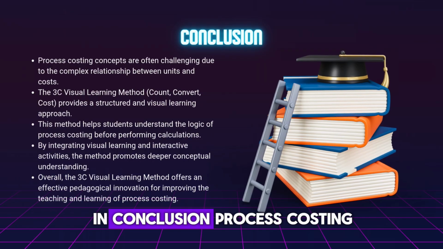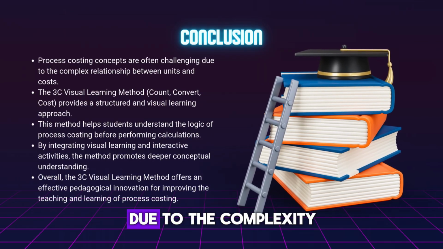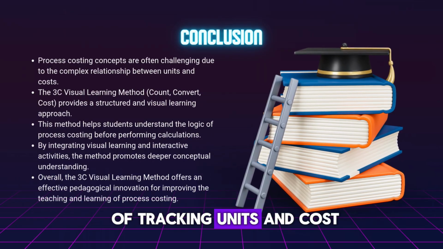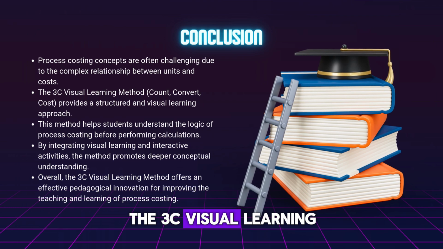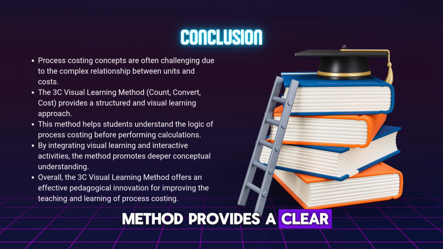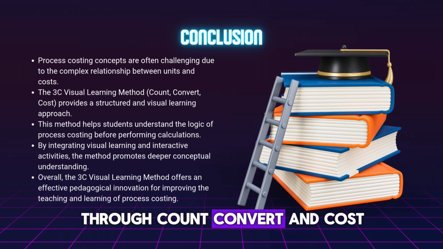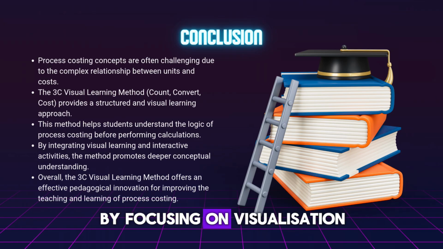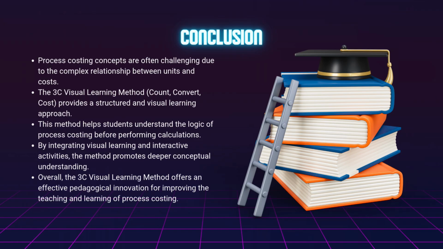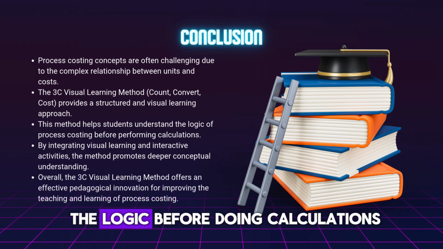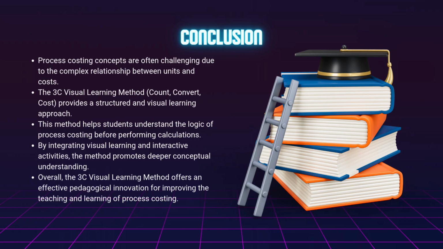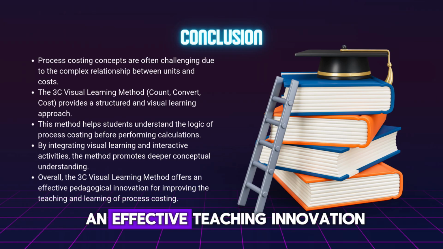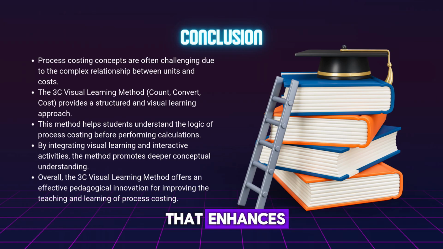In conclusion, process costing can be challenging due to the complexity of tracking units and costs. The 3C visual learning method provides a clear and structured approach through count, convert, and cost. By focusing on visualization and interaction, it helps students understand the logic before doing calculations. Overall, this method is an effective teaching innovation that enhances both understanding and performance in process costing.